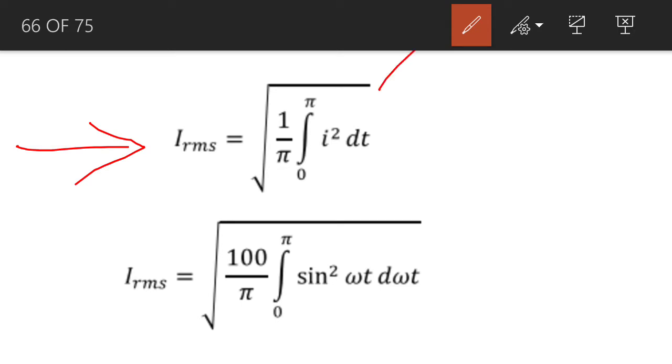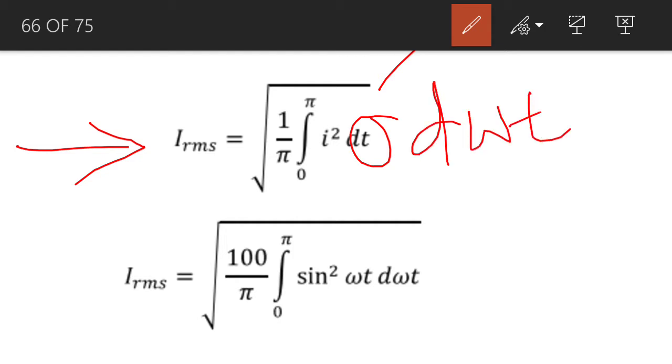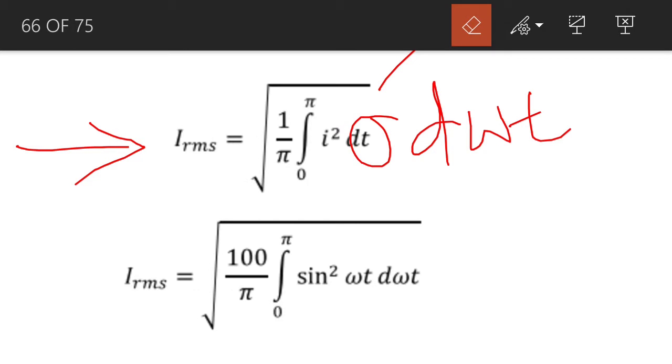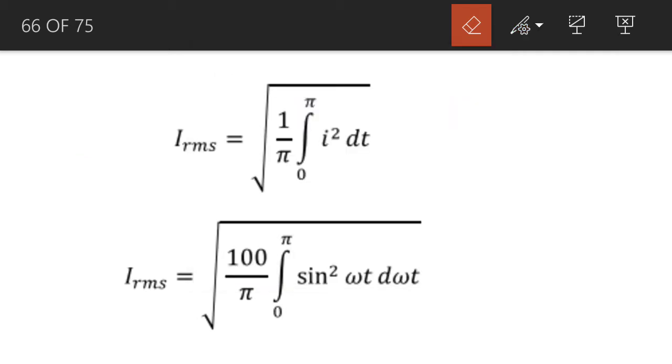We have under root 1 over pi, then we have the integration from 0 to pi of I square. This will be d omega t, I'm sorry, because we have omega t along the horizontal axis. So we will have I square into d omega t, and you see, I square will be equal to 100 into sine square omega t. So we put the value of I square in this particular equation.